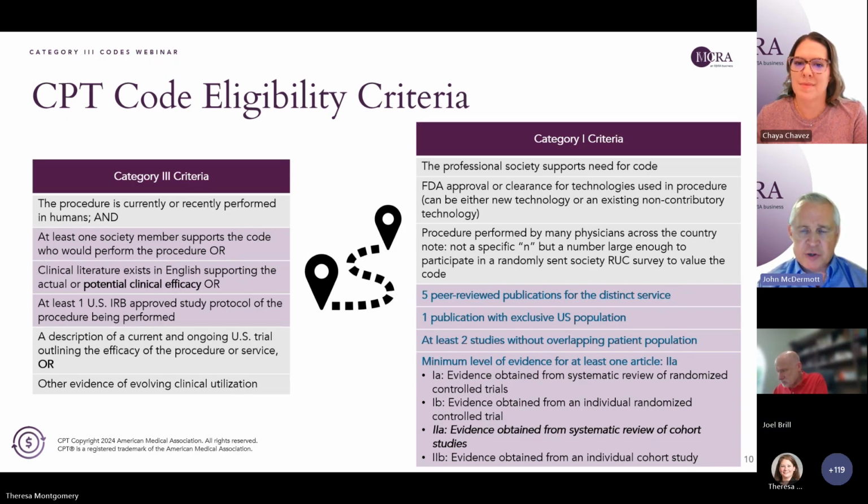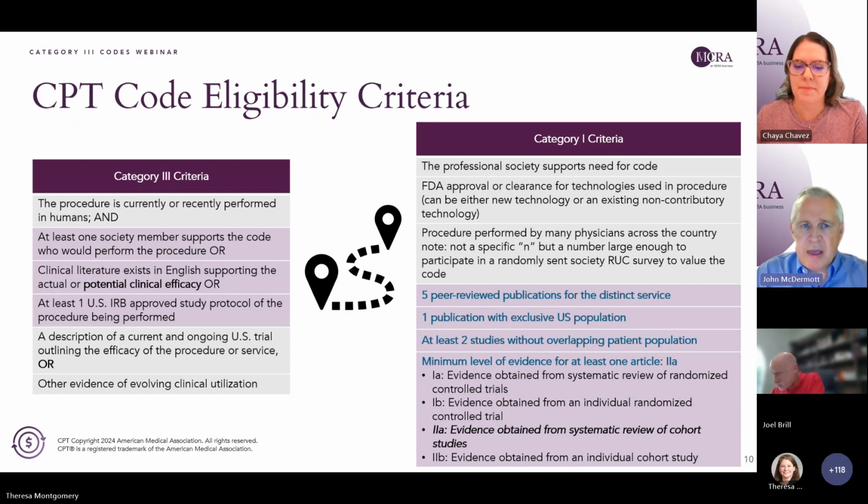So Chaya, why don't you walk us through how you qualify to get a Category III code? Yeah, so there isn't a lot of eligibility criteria for Category III. Really, all you have to do is demonstrate that the procedure is currently or recently being performed in humans, and then one of these other things. So you can look through these on your own as well, but really, you need to have society support and you need to have evidence to support your procedure as well. So the evidence for Category III is not as strict as Category I.